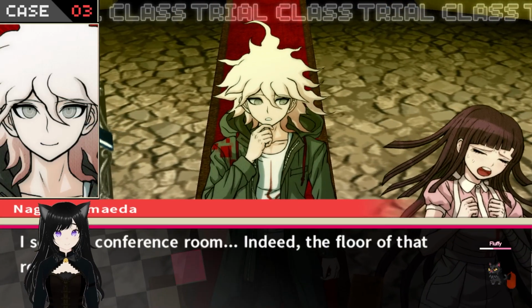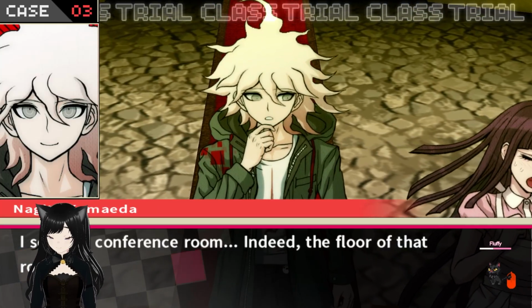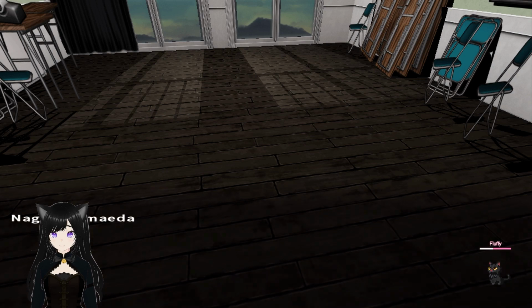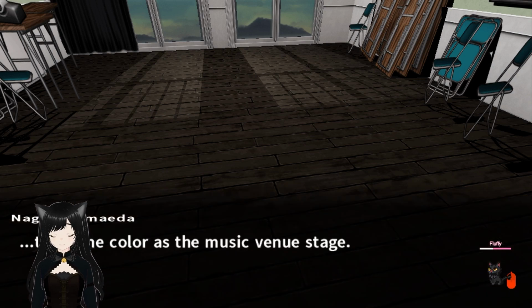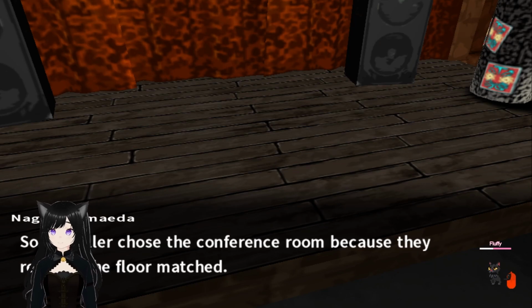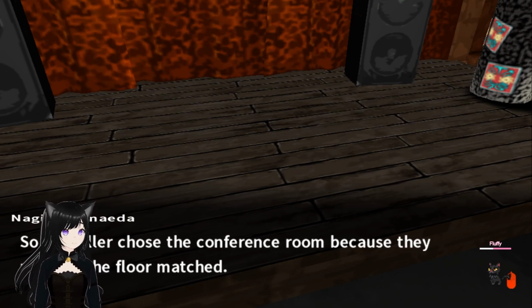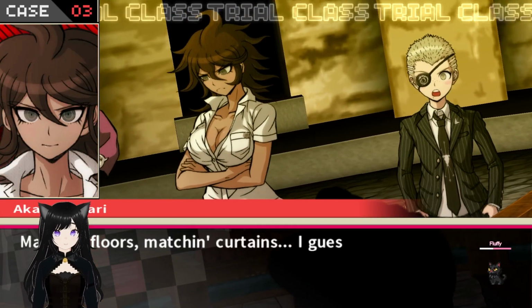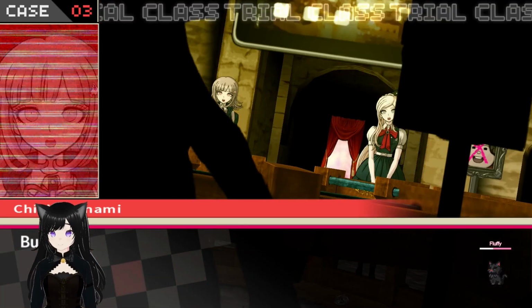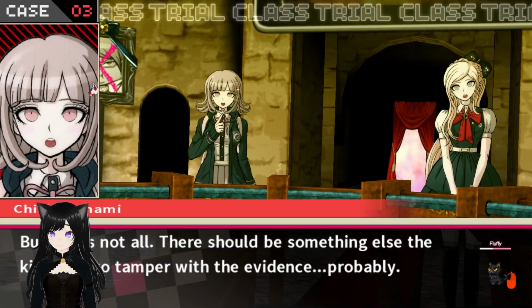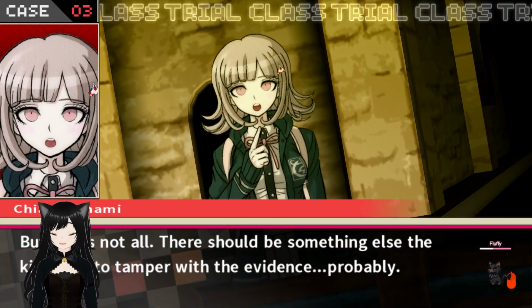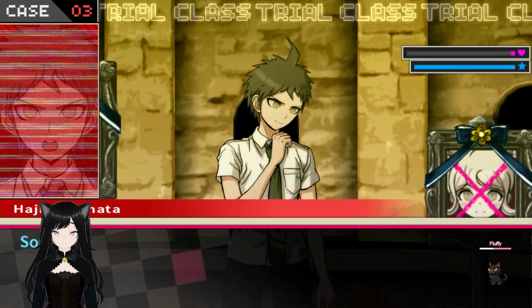I see. The conference room. Indeed, the floor of that room is the same color as the music venue stage. Okay. So the killer chose the conference room because they realized the floor matched. Okay. Matching floors, matching curtains. I guess it makes sense you'd mistake the two. But that's not all. There should be something else the killer did to tamper with the evidence. Probably. Oh man, we gotta find out more stuff.